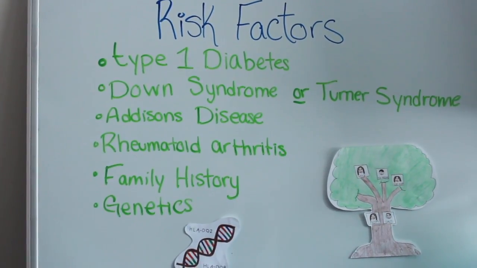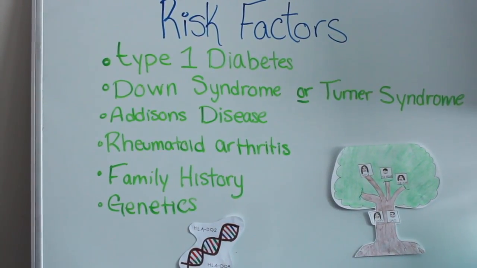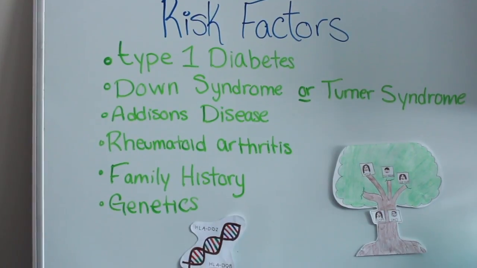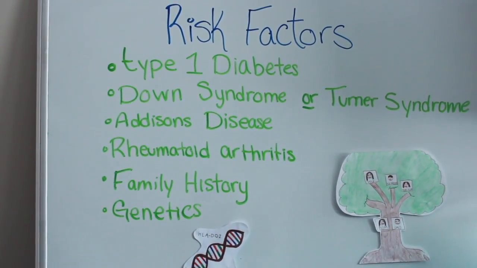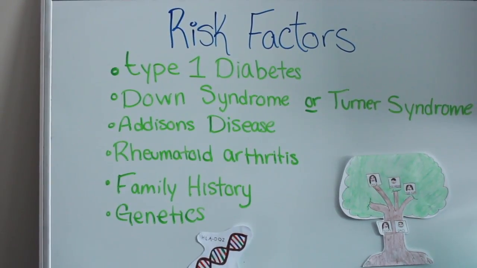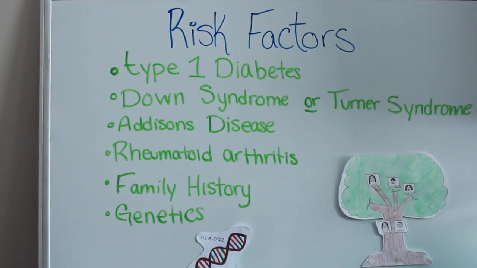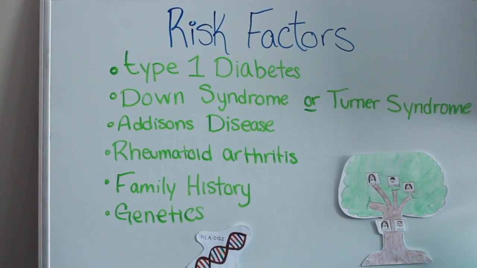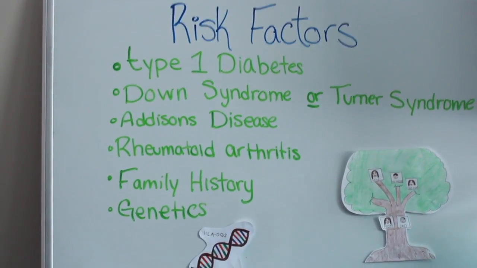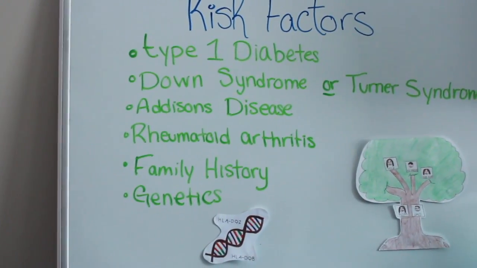Risk factors of celiac disease include type 1 diabetes, Down syndrome or Turner syndrome, Addison's disease, rheumatoid arthritis, a family history, or genetics. More specifically, celiac disease is associated with the genes HLA-DQ2 and HLA-DQ8, which are located on chromosome 6p21.